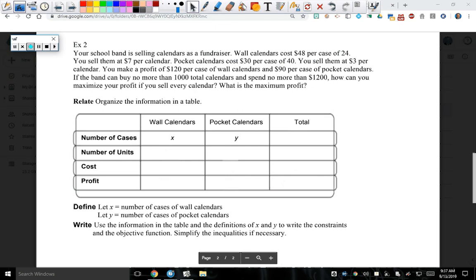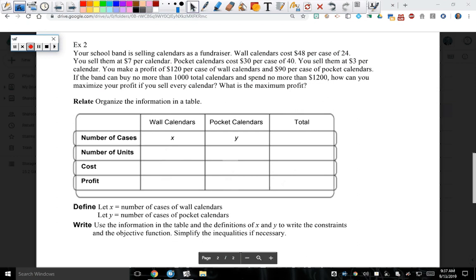Okay, so this is a big time problem. First of all, let's go ahead and start with what equations we are going to have, as far as when we're building them. Alright, so let's look at the number of units, and let's look at wall calendars and pocket calendars. Okay, Daxon, what would you put for wall calendars on number of units?